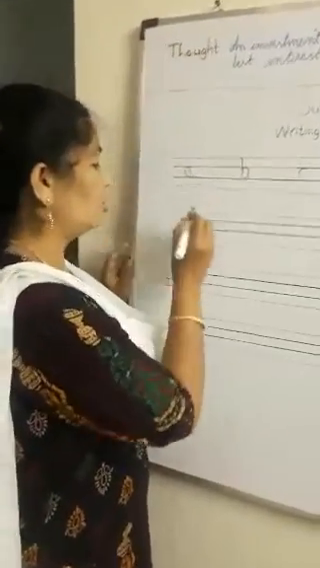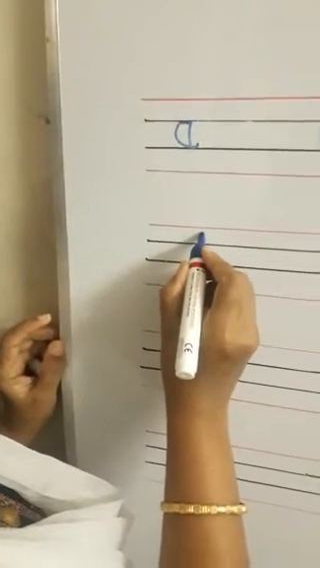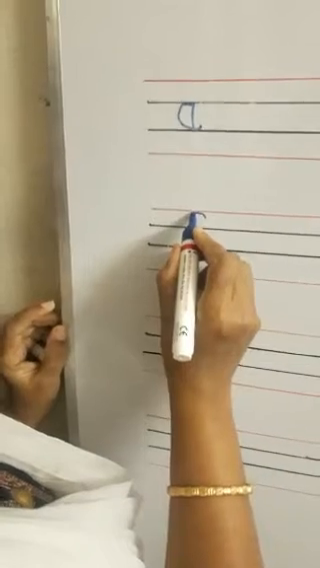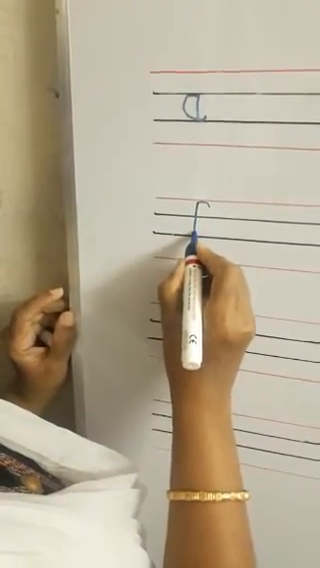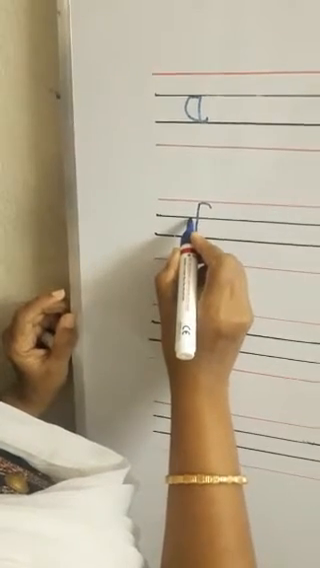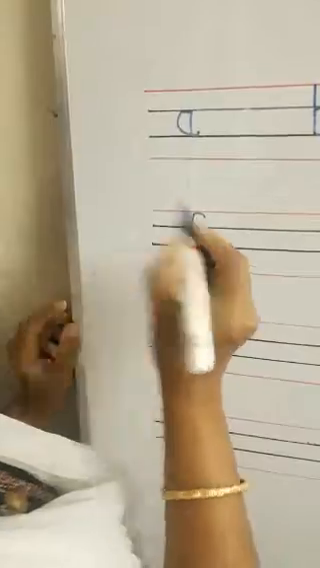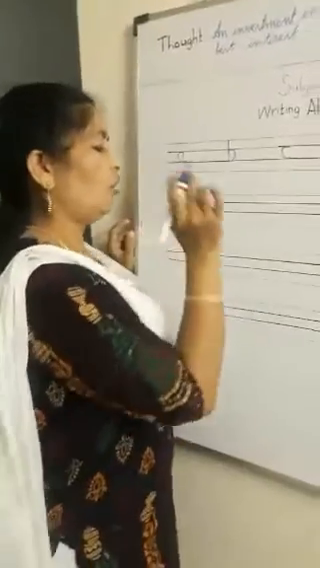E after what? F. Very good. Start from the top with a small curve and draw a standing line to reach the bottom, and go to the middle line and draw a sleeping line. Okay, this is F. What is the next letter students? F after? G. Very good.